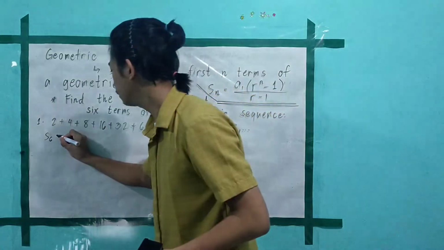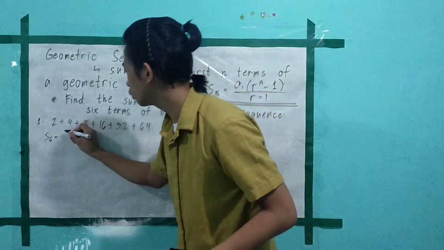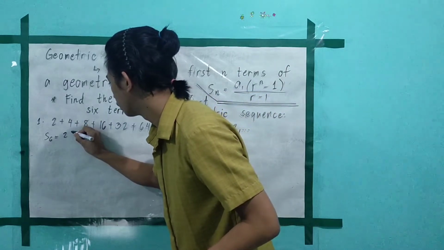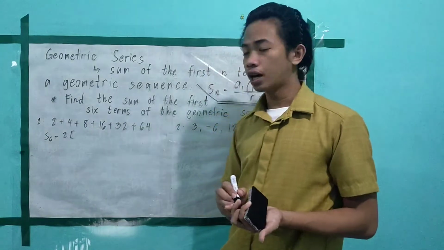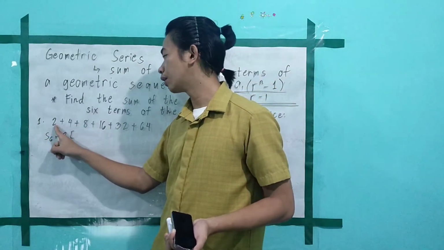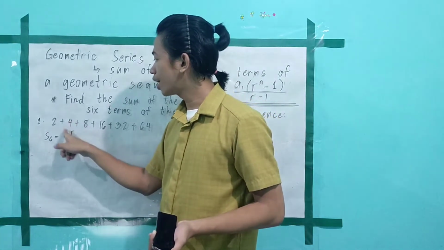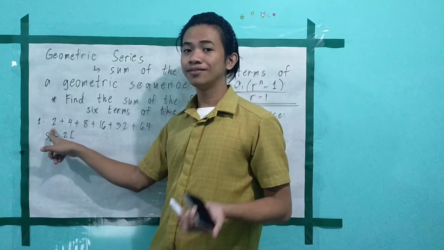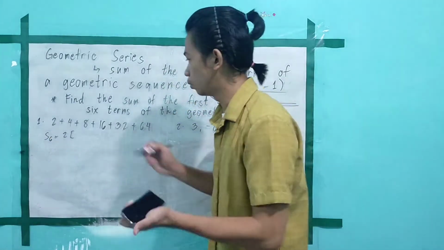Is equal now to our A sub 1. A sub 1 is equal to 2. Multiply to our common ratio. How to get the common ratio? A sub 2 divided by A sub 1. Or pwede rin siyang A sub 3 divided by A sub 2. So, 4 divided by 2, we have 2. Therefore, the common ratio is 2.